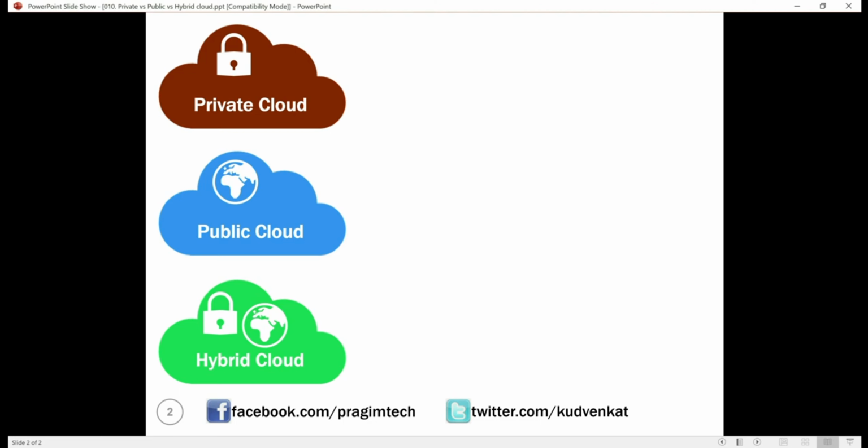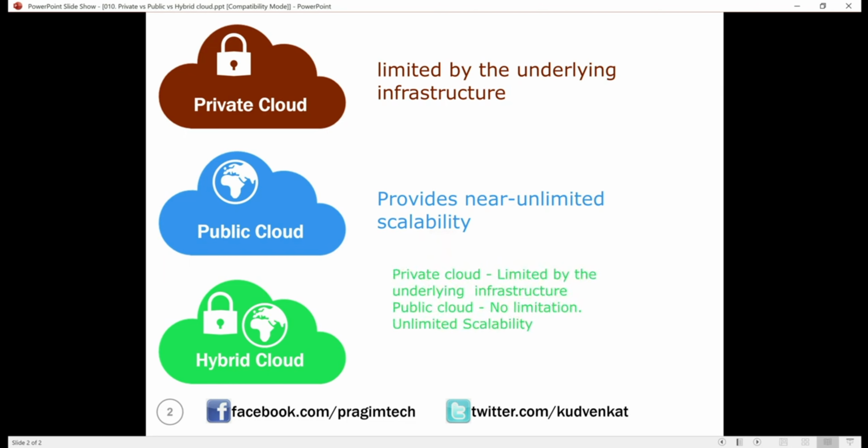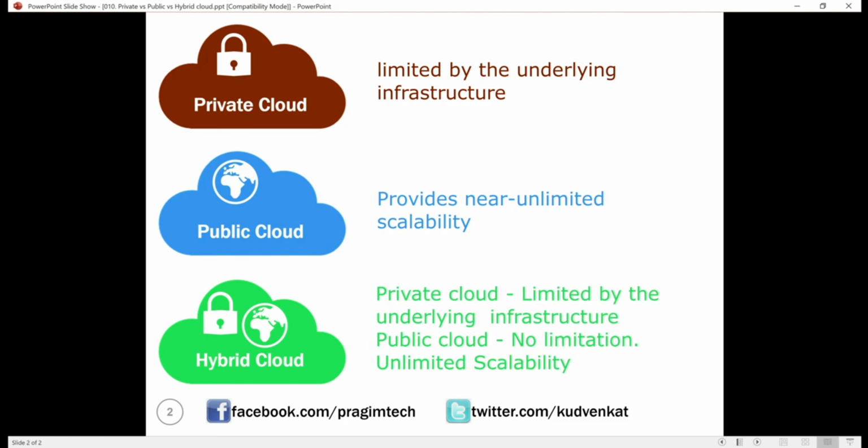Scalability. Private cloud scalability is limited by the amount of infrastructure. Beyond a certain point, it is impossible to scale up unless the organization procures additional hardware and sets it up. We never run out of resources in a public cloud. It provides near unlimited scalability. The scalability of the private cloud services and resources is limited by the underlying available infrastructure, whereas with the public cloud services, we do not have such a limitation.